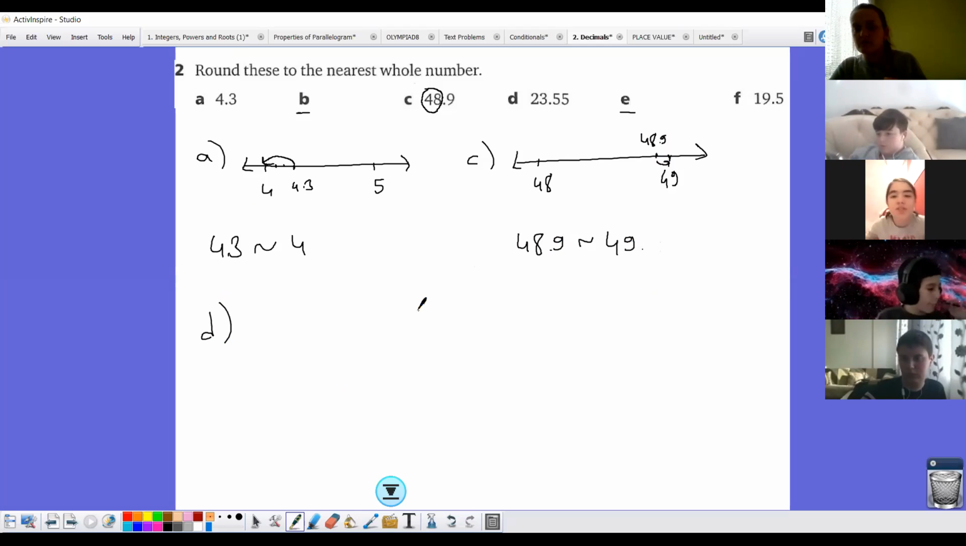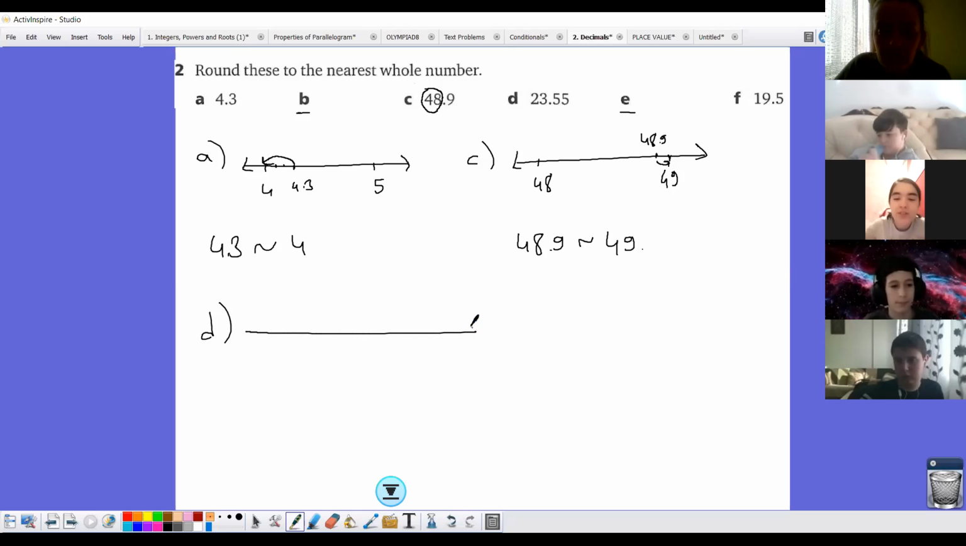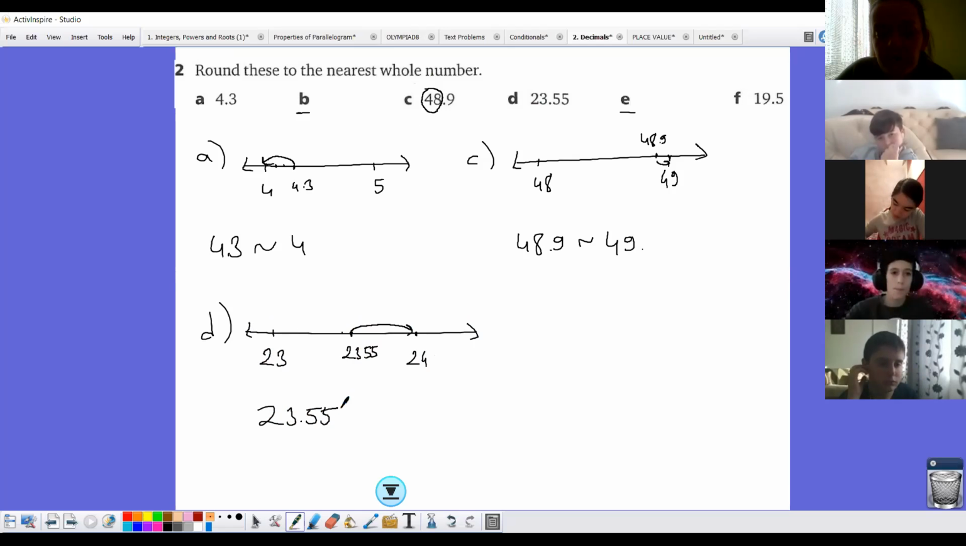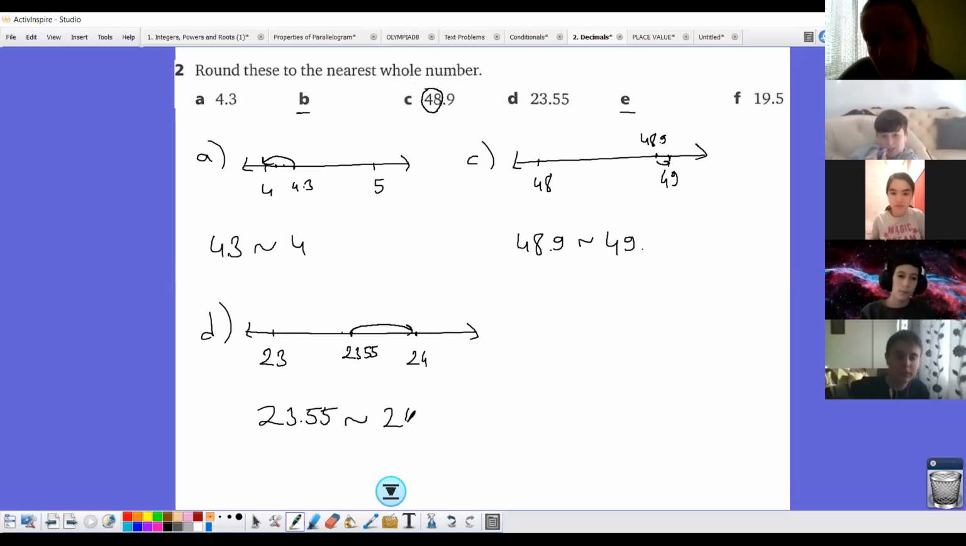Okay, so D is 23.55. The whole numbers are 23 and 24. And this will be somewhere in the middle. So it is nearer to 24. So 23.55 will be rounded to 24. Okay. Teacher, can you go also one page back just to do that as a screenshot?